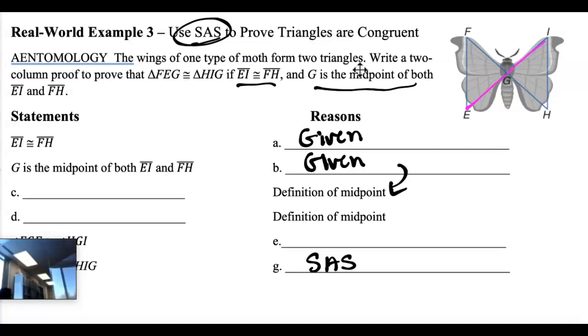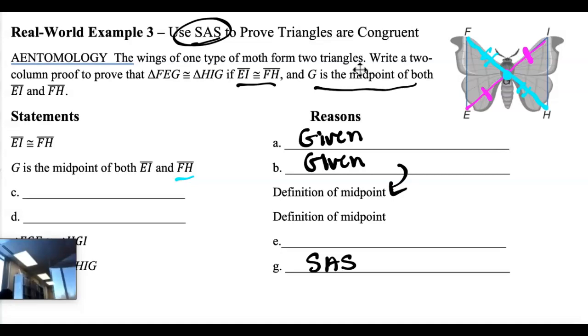So here's EI, and it tells us that G is the midpoint. Well, that means that these two segments must be equal. So if we again look at, let me use a different color, let's look at this one, FH. So if we look at FH here, it again tells us that this is the midpoint, which makes these two congruent to each other. So that's pretty good, because now I have at least my two sides.